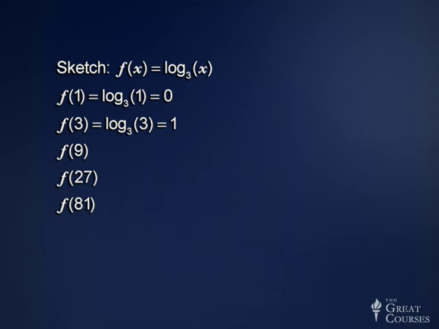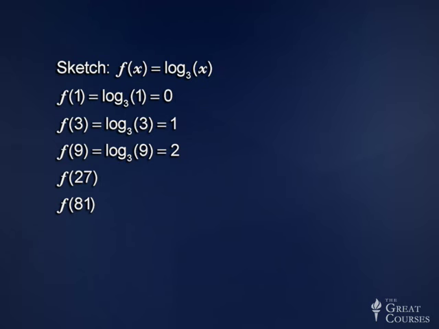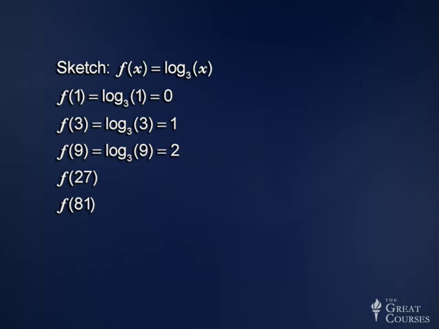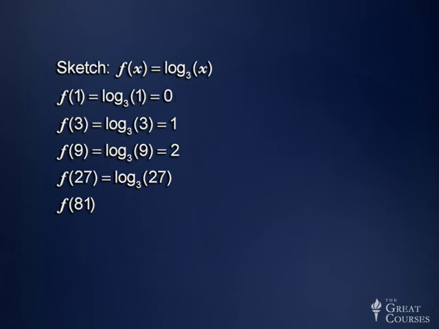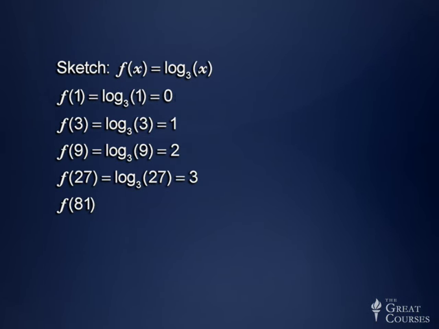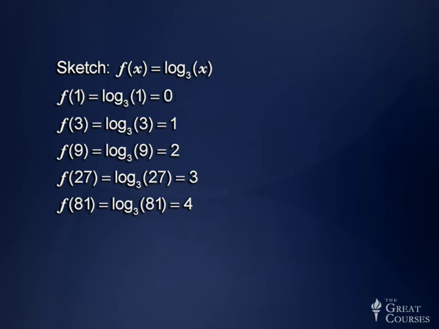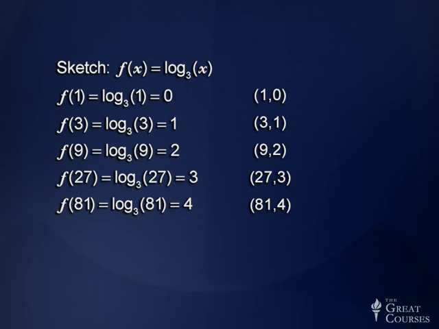Similarly, f of 9, which is the log base 3 of 9, would equal 2 because 3 to the 2 equals 9. You getting the hang of this? This is the idea behind how to find logarithmic values. What's f of 27? Well, it's log base 3 of 27, and that would be 3 because 3 to the third power gives me 27. And lastly, f of 81 would be 4 because log base 3 of 81 is 4 because 3 to the fourth is 81. Now, you could plot these points and you could start to sketch out the graph.